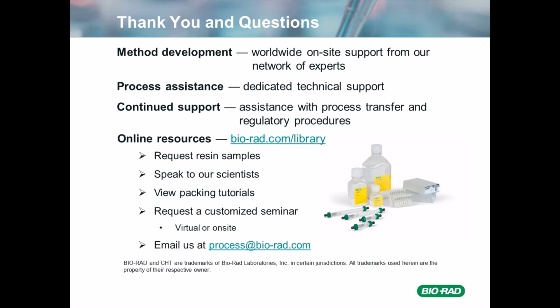So the first question is, what are strategies for packing columns through different column sizes for the successful scale-up? For example, 50 milliliters to large process size like 20 liters.